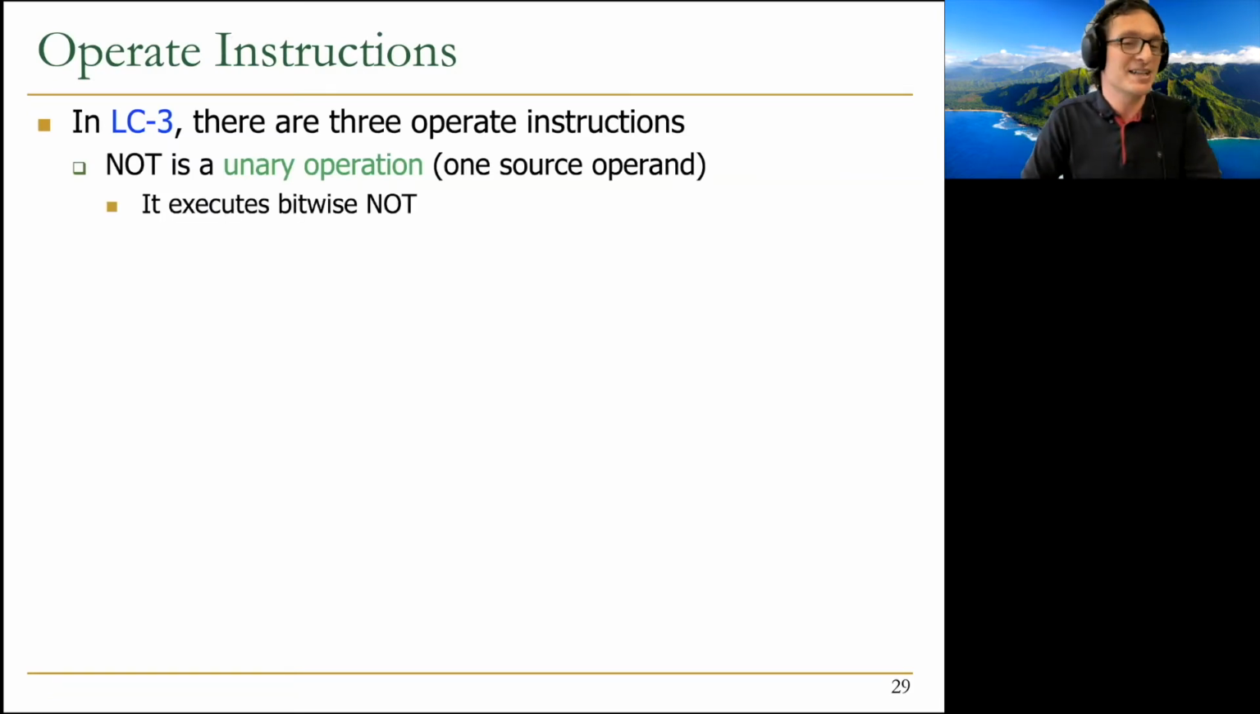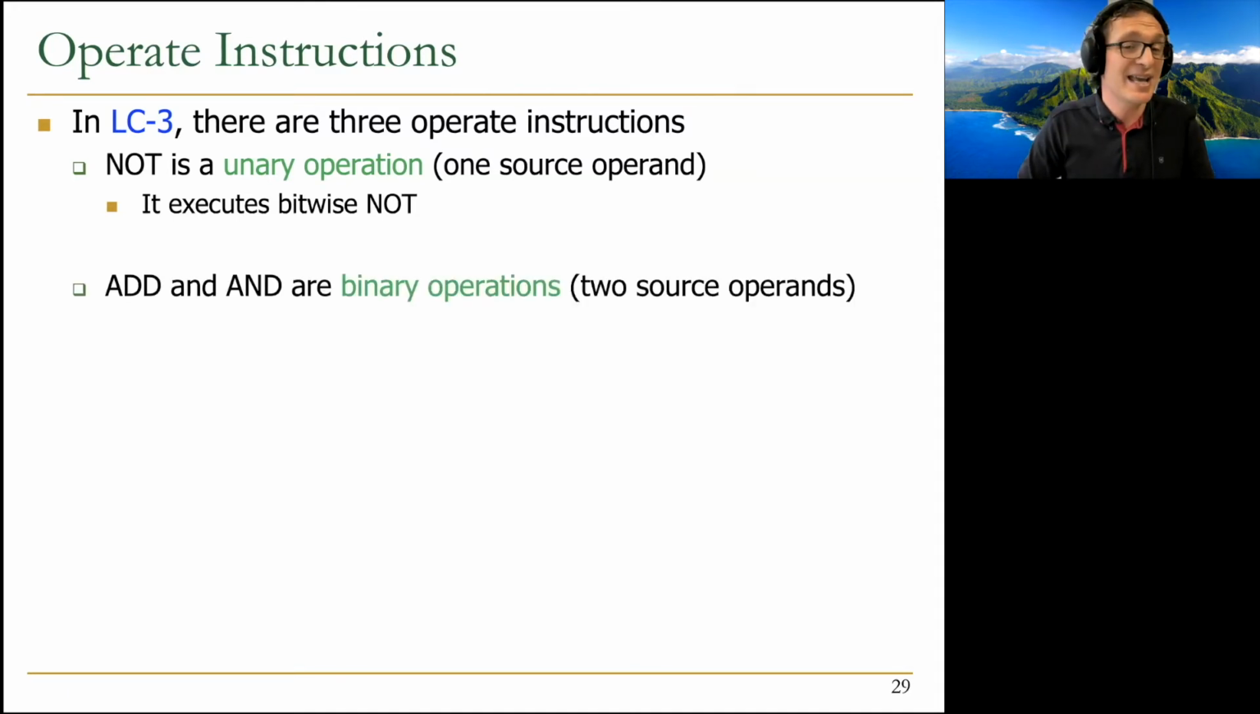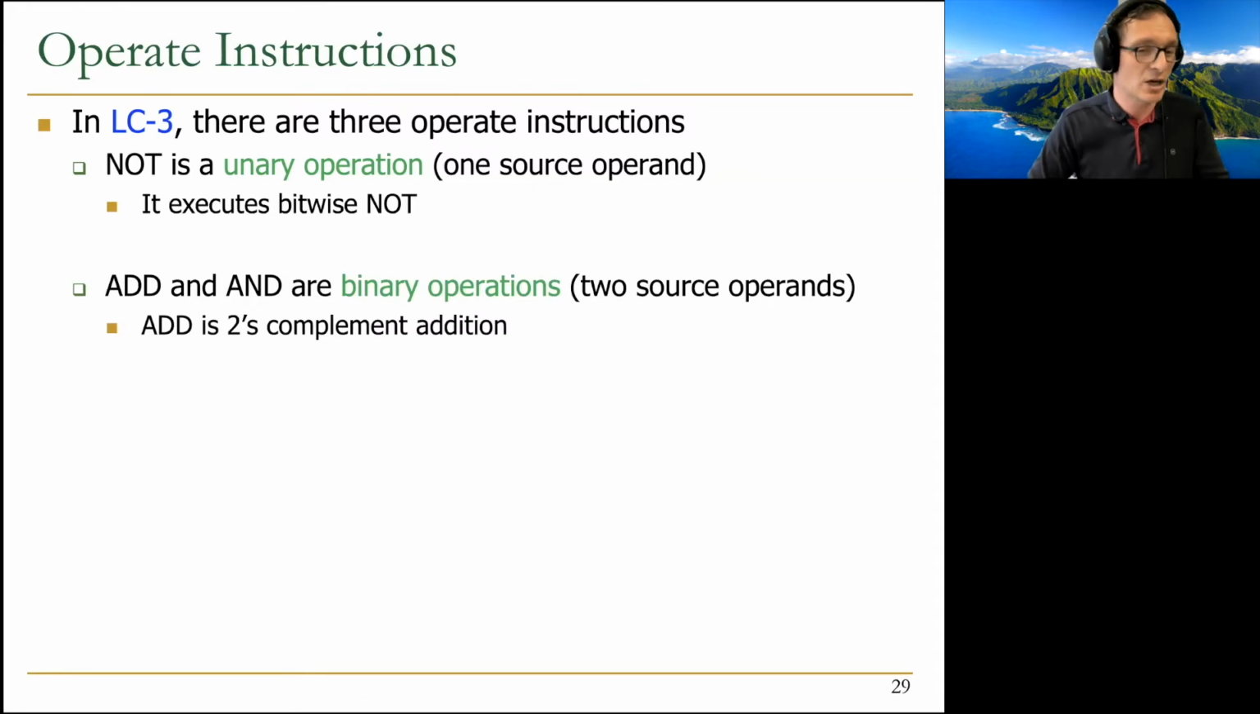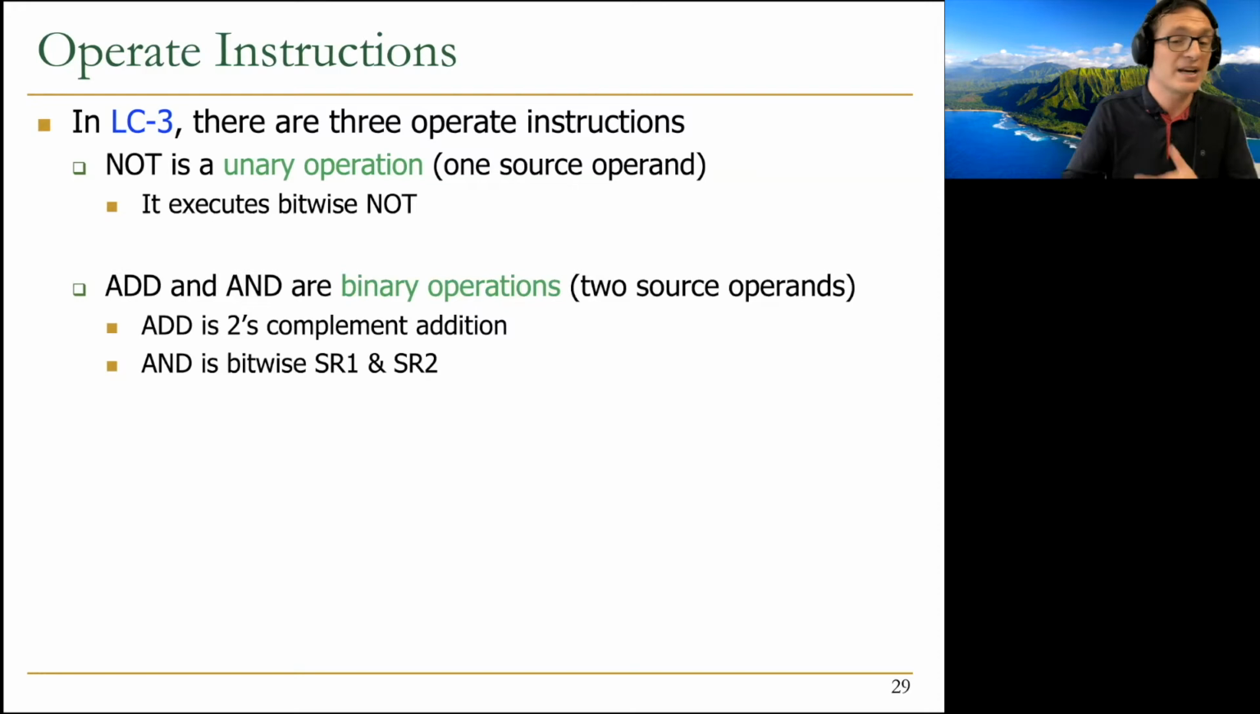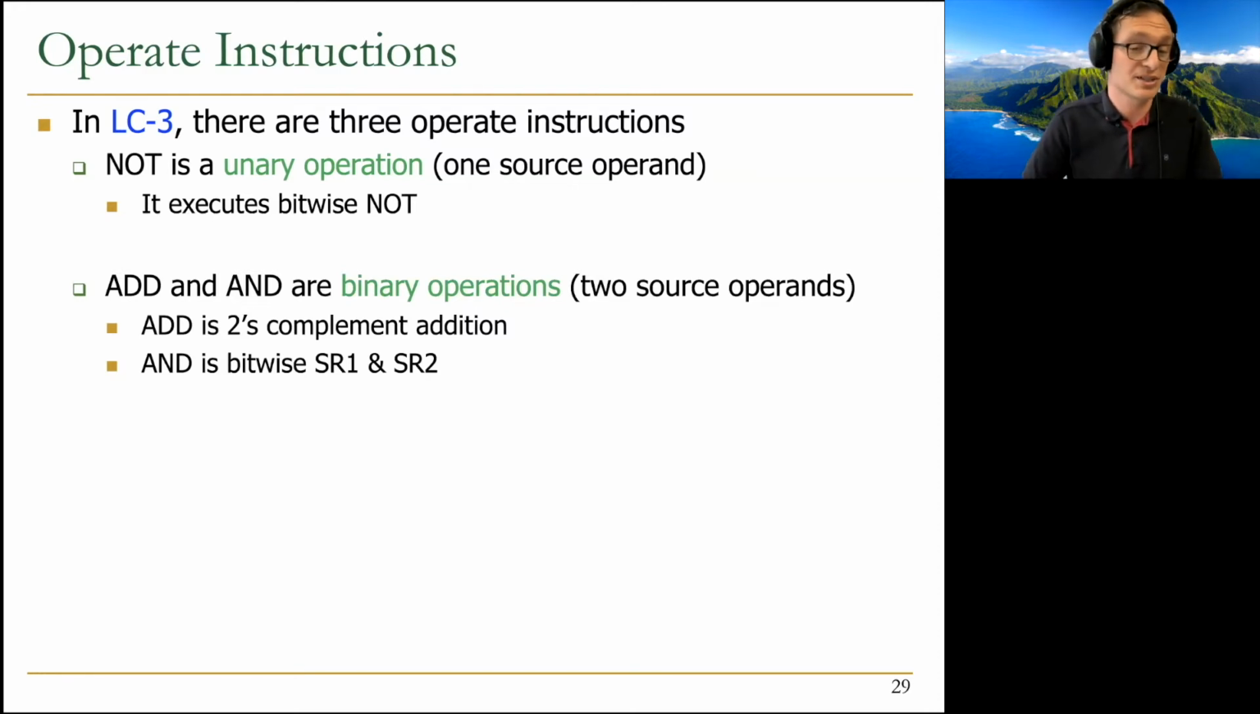It executes bitwise not, as expected, on a 16-bit value, because the word length, remember, in LC3 is 16 bits. Add and AND are binary operations. They have 2 source operands. And as we discussed, add operates on 2's complement numbers. And AND is a bitwise operation on source register 1 and source register 2, essentially.